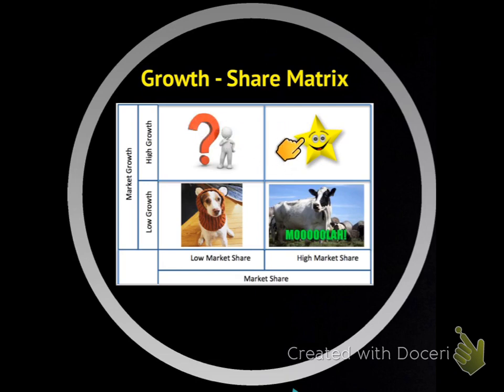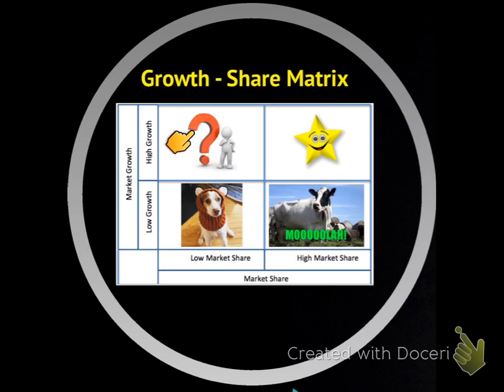Then, as the product matures, if you have a star and it turns into a low growth market, then it's going to move down here to becoming a cash cow. So you still keep your market share. So say you have a high monopoly on something, say, iPhone, Apple has a big monopoly on the tablet market. There aren't that many competitors out there, so they kind of moved into a cash cow for them.